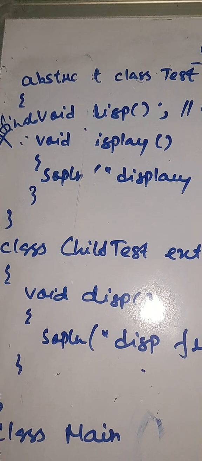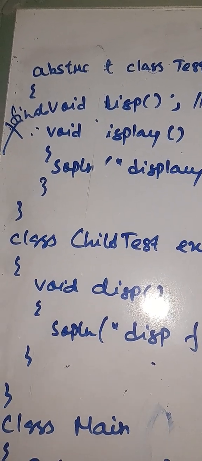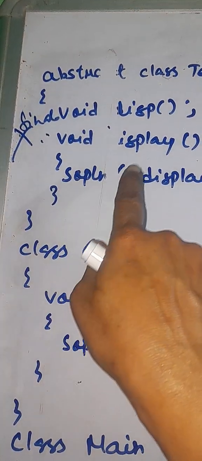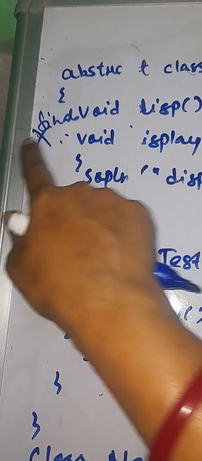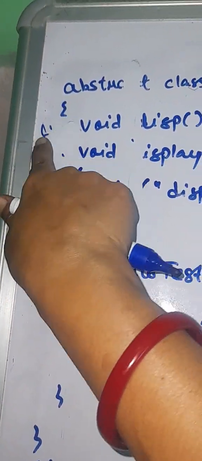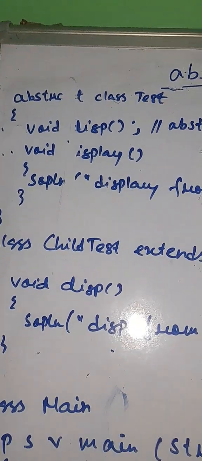Okay, so within the abstract class you can declare any final method, which is a non-abstract method, but the abstract method you don't declare as final. This one will generate an error.